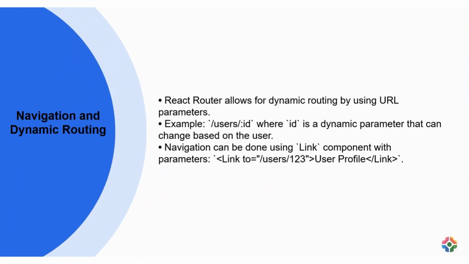React Router provides dynamic routing through URL parameters, allowing for flexible navigation within a React application. An example of this dynamic routing is /users/:id, where id serves as a variable parameter. For instance, using link to equals /users/123, user profile link enables navigation to a user profile page with the ID parameter set to 123. This approach allows developers to structure routes dynamically, catering to different user profiles, posts, or products, maintaining a coherent and adaptable architecture in React applications.